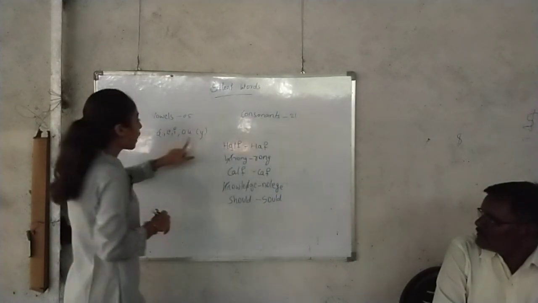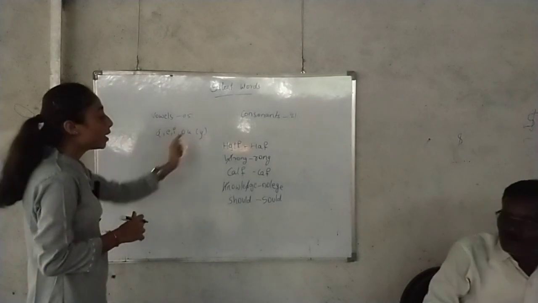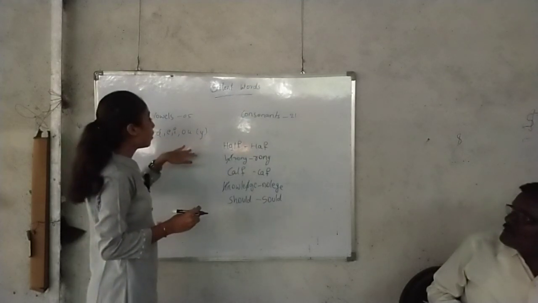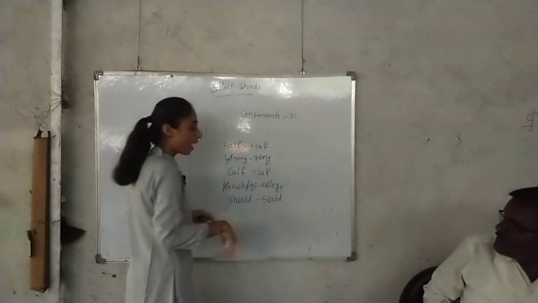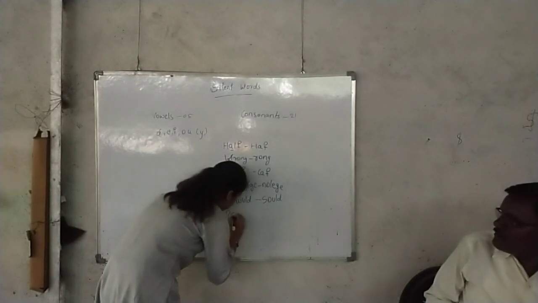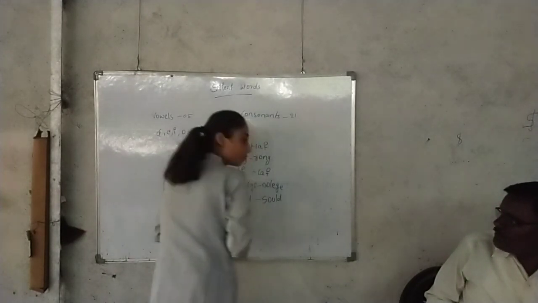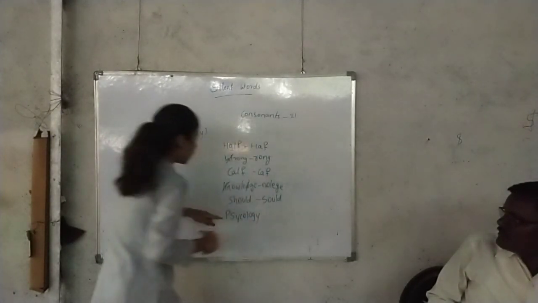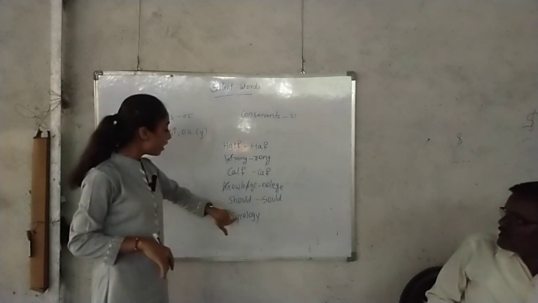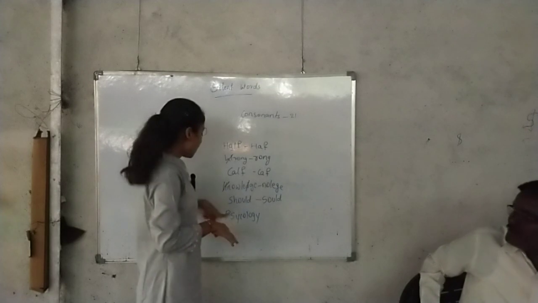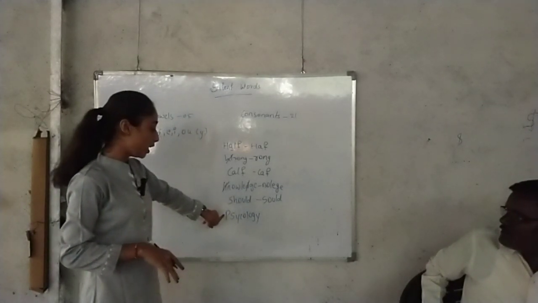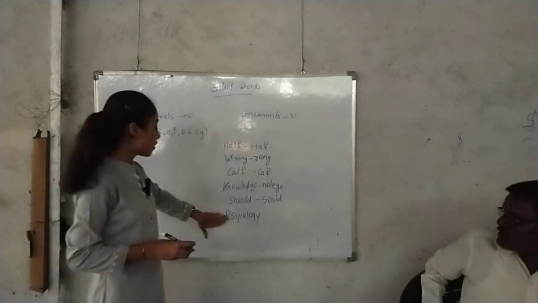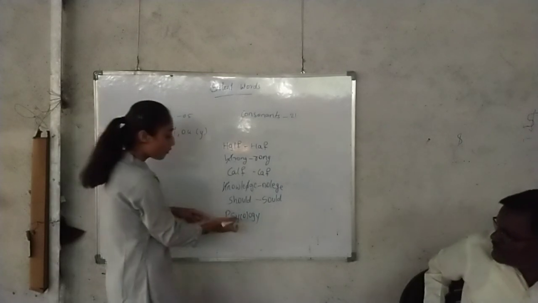So above we said that Y is also a vowel. But some sirs say that Y is a consonant. So how is it a vowel? We take an example like psychology. From the starting, the P is there. While pronouncing, we say psychology. Why are we not saying physiology? Why are we saying psychology? Because here Y is a vowel.